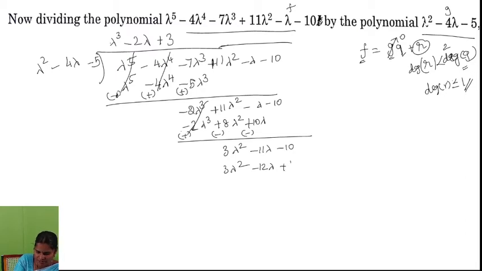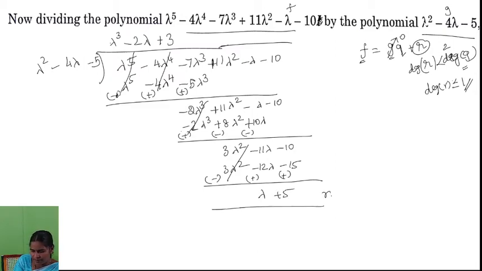Next, 5 times 3 is 15. Sorry, minus 15 will be there. So to subtract this, change the signs and cancel, plus lambda plus 5. So this is the remainder.